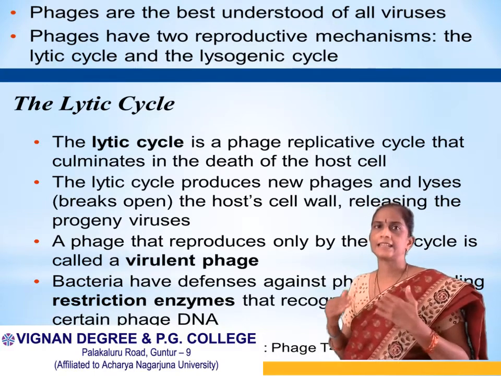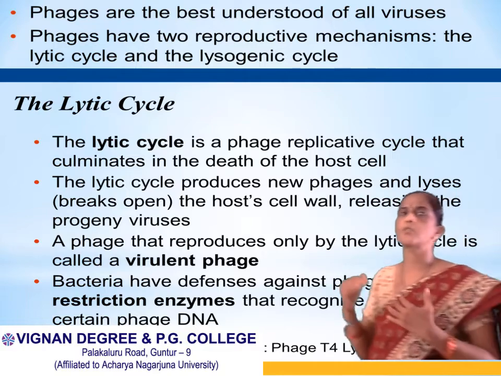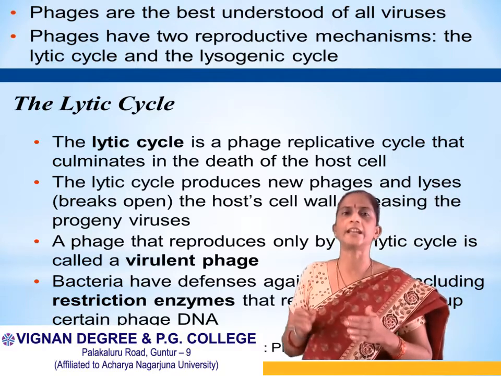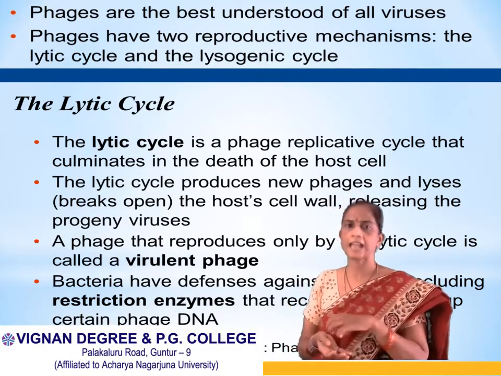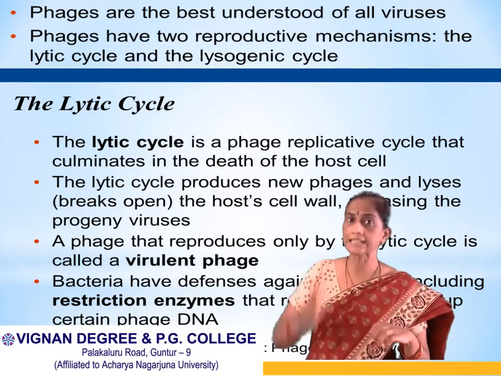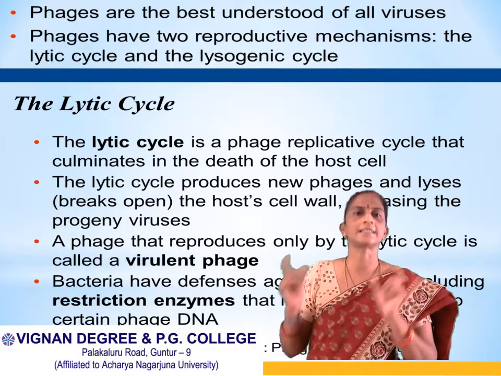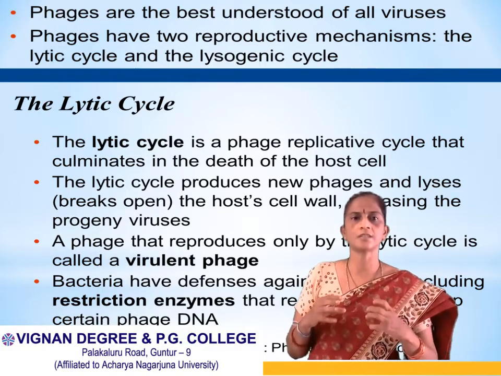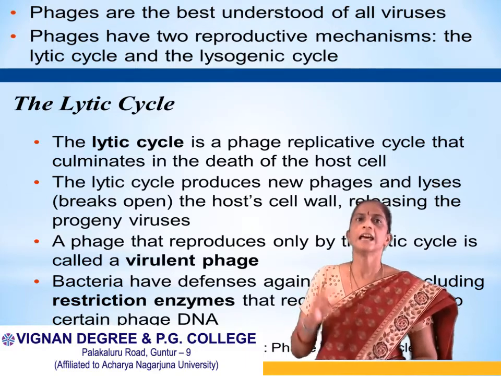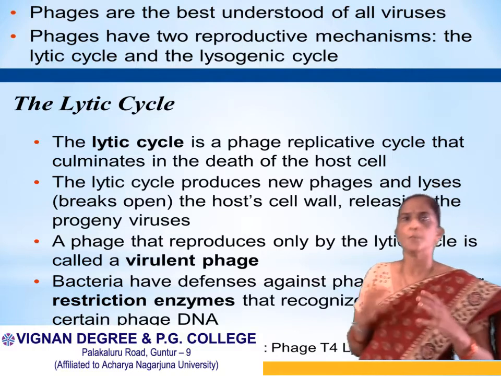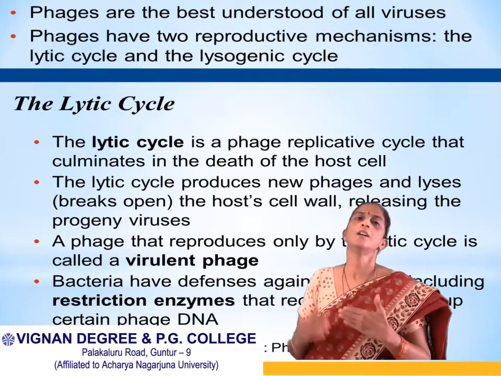The lytic cycle is a phage replicative cycle that culminates in the death of the host cell. Lytic itself indicates lysis of the cell. The host cell, to which the phage attached with its contractile fibers, is killed, and the phage releases its daughters. That is called the lytic cycle. The lytic cycle produces new phages, lyses the host and releases the progeny.